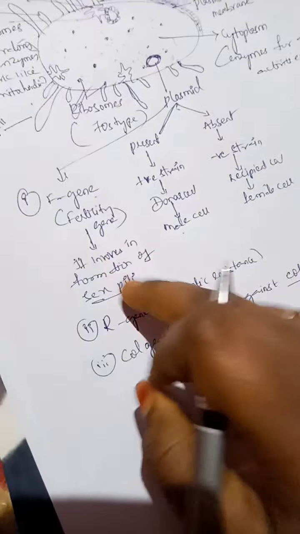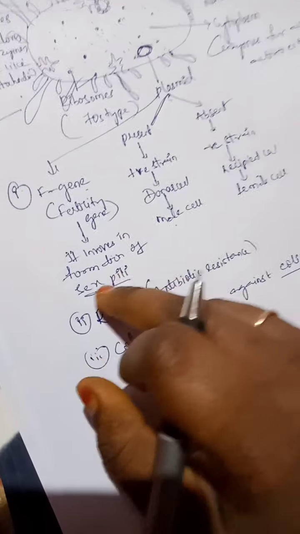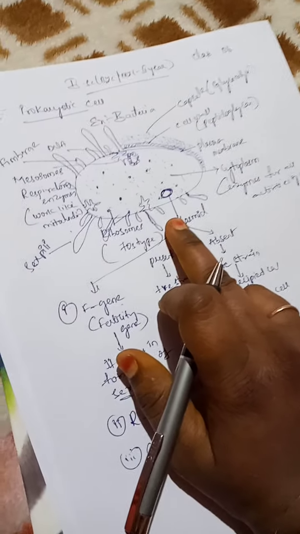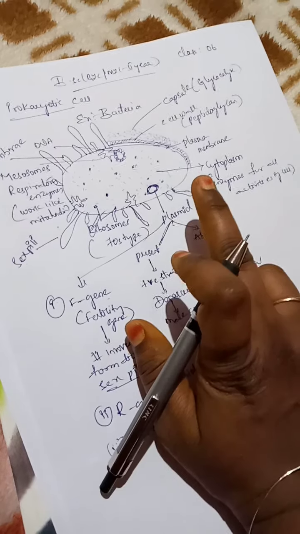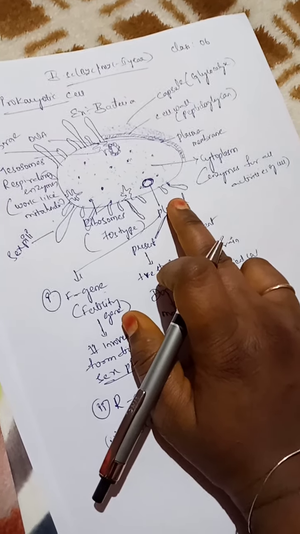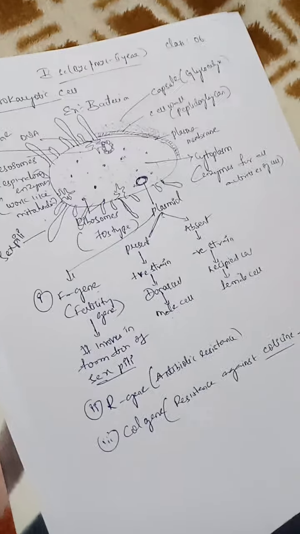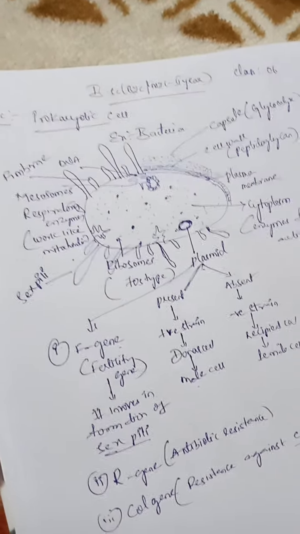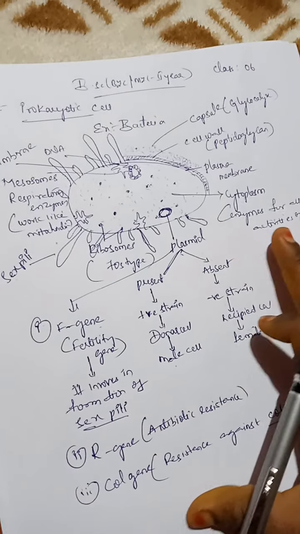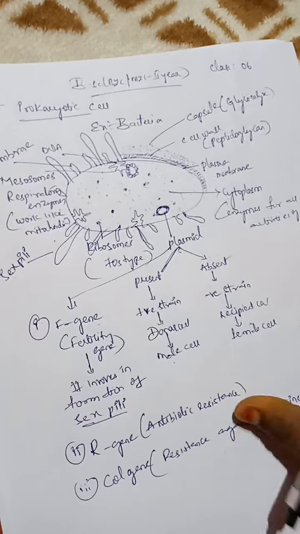Next, the F gene, which is a fertility gene, helps in the formation of sex pili. During the reproduction time, they undergo conjugation for exchanging genetic material. So this is the bacterial cell we have discussed.